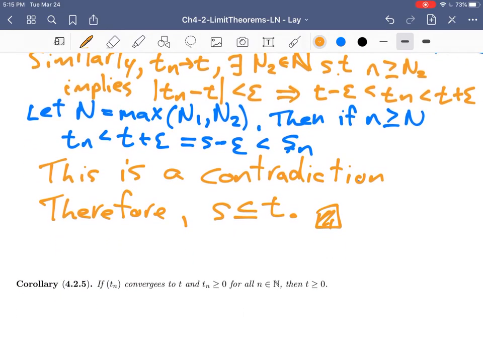As a corollary to that, we could say that if T sub n converges to T, and T sub n is greater than or equal to 0 for every single choice of n, then whatever value it's converging to has to be greater than or equal to 0, right? We're just replacing in the previous theorem the sequence S sub n with a sequence of all zeros. That sequence of all zeros converges to 0, and so whatever T sub n converges to has to be at least 0.